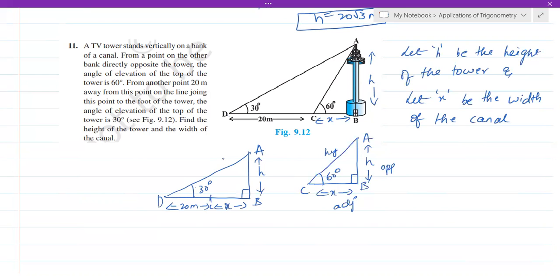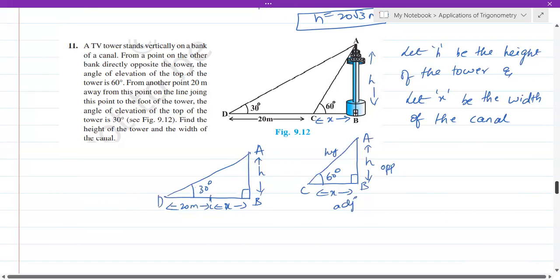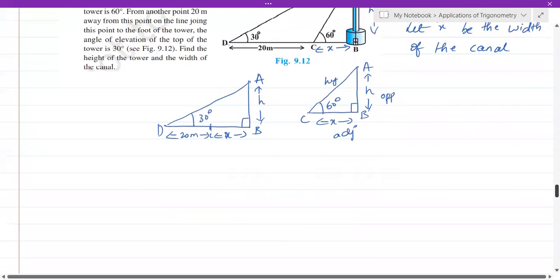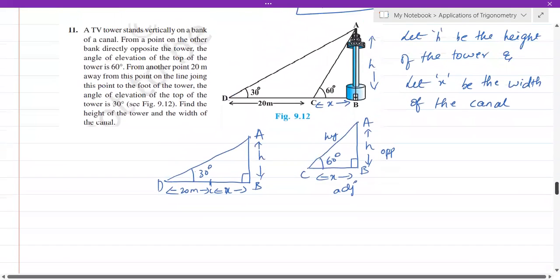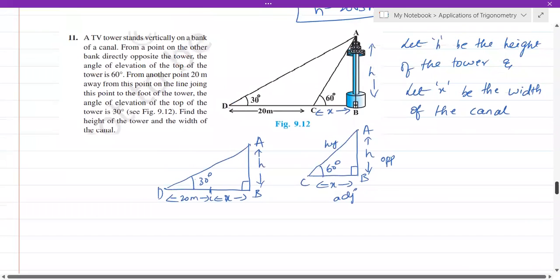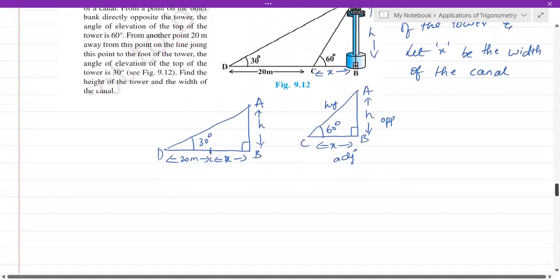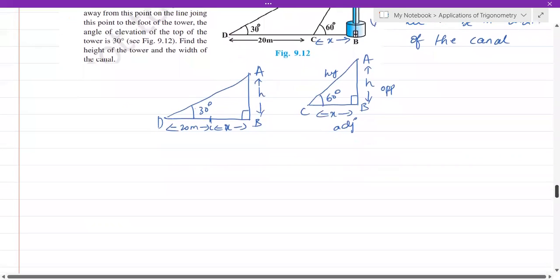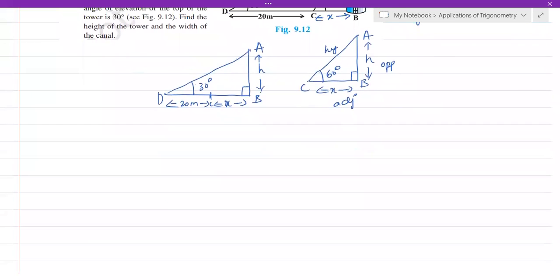If you observe in both the right angle triangles, the common side is very clearly AB. So we are going to find AB, that is H, which is common. So in both the triangles, H is common. We're going to find H in both the triangles and equate it. Let's take the smaller triangle ABC, where B is 90 degrees.